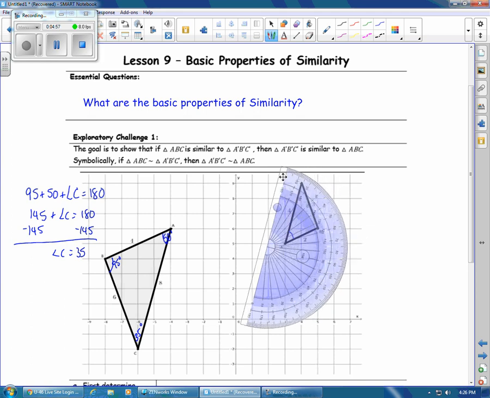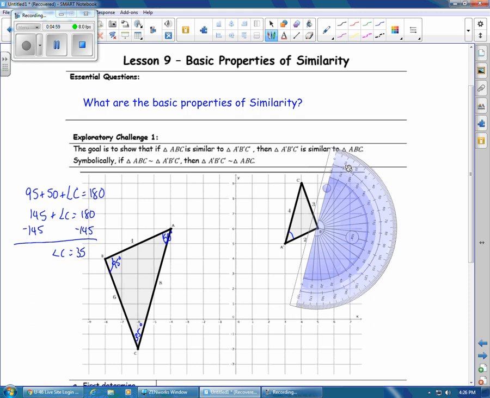Let's check angle B and see if I can get this on there and then spin it around.